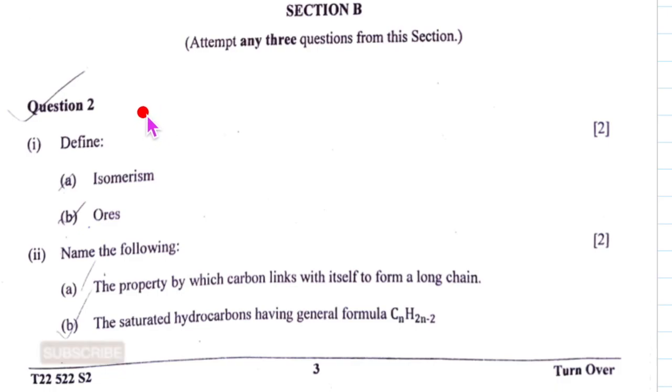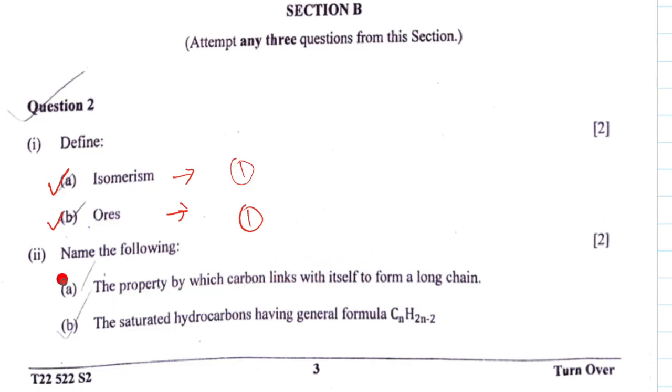Your question 2 of section B is definition. What is the definition of isomerism? What is the definition of ores? These ones are all direct questions. So look up in the textbook and give yourself 1 mark immediately. Okay, if it is word to word, then make sure that you get your 1 mark.